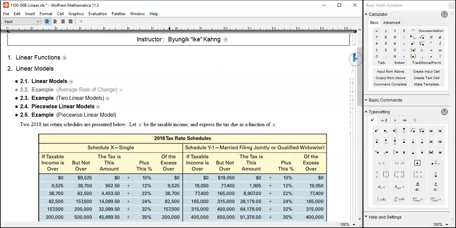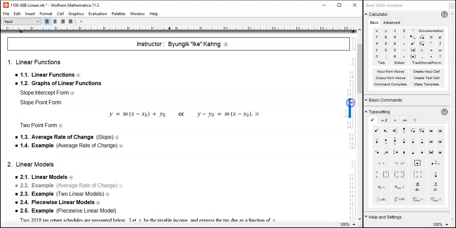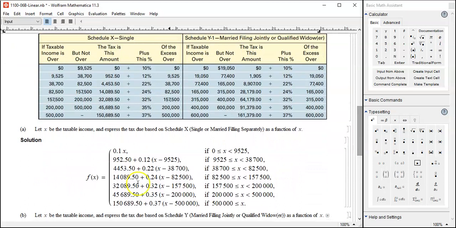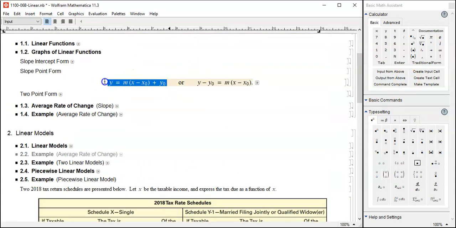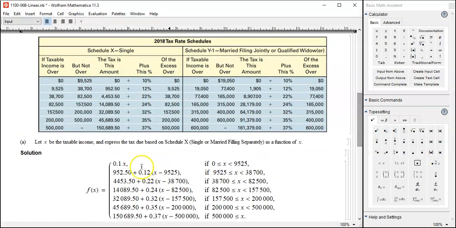I'm using this form all the time, except that I change the order. I use y0 plus m times x minus x0. I use the other order. I switch the order of addition, and I think that's easy to see. You see, y0 comes here, and then m, and then x minus x0. So slope point forms are being used here, and then those for each interval.